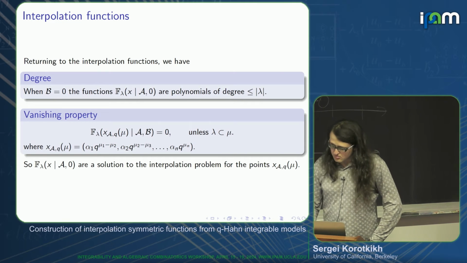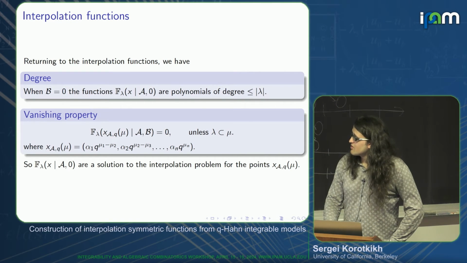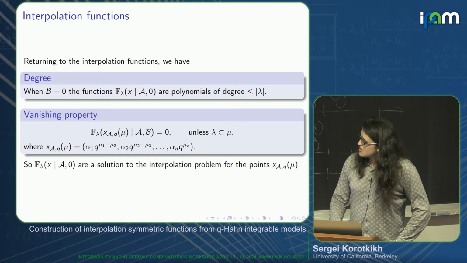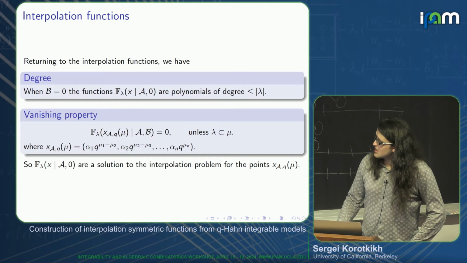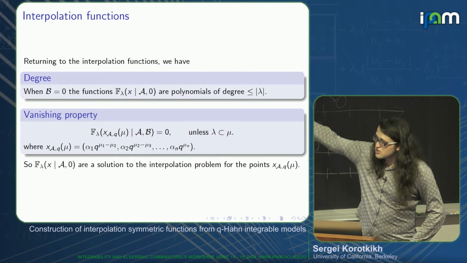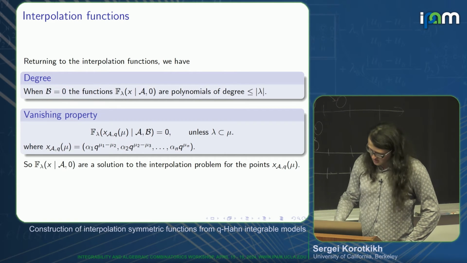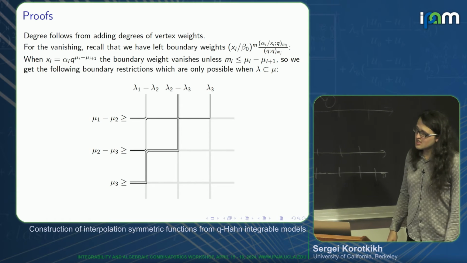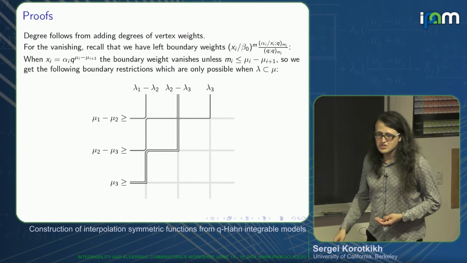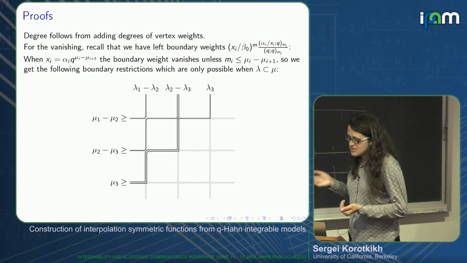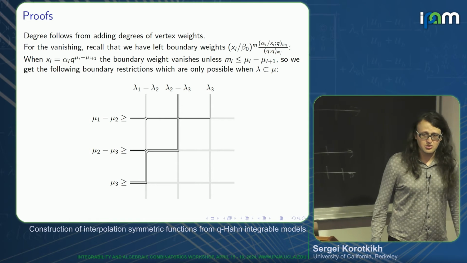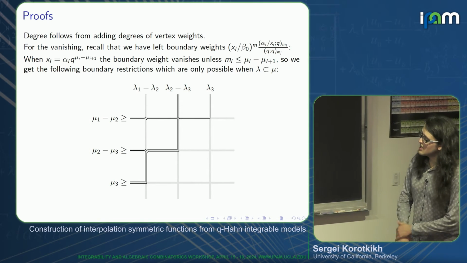But yes, that's basically the main results about the functions we have here. So for the last, I believe, 10 minutes I have here, let me speak a little bit about where all these results come from. First of all, the results on this slide are actually simple combinatorics. For the results about the degree and vanishing, you just need to look at the vertex weights carefully when beta is equal to 0 and see that the weights themselves will have nice degrees, which will sum up to something no greater than the number of boxes in lambda.